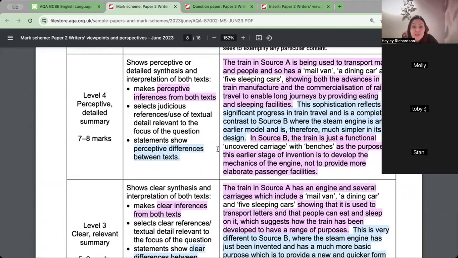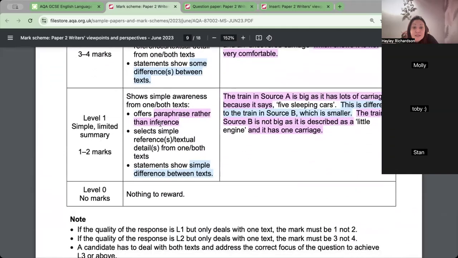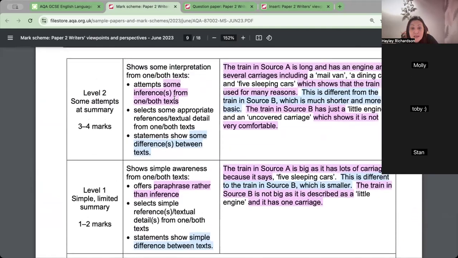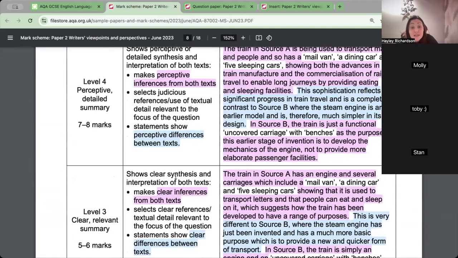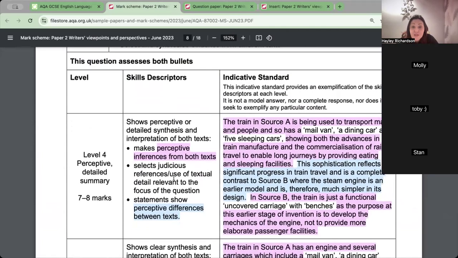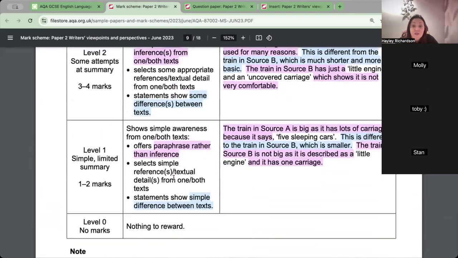So if you're looking for 7 to 8 marks, remember what we said about the mark scheme with these things here. The first level, the basic level, says it shows simple awareness of both texts, some interpretation, clear interpretation, perceptive interpretation. And that is hard because it kind of feels a bit subjective. It's kind of hard to know exactly what it's talking about. But when I read this to you, you'll understand.